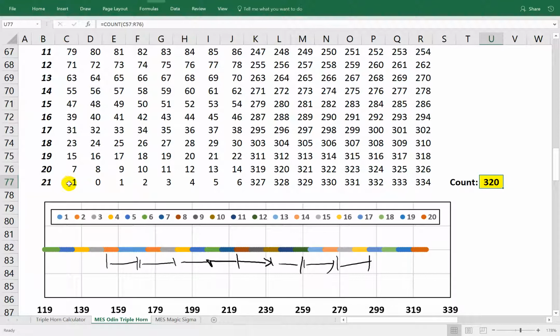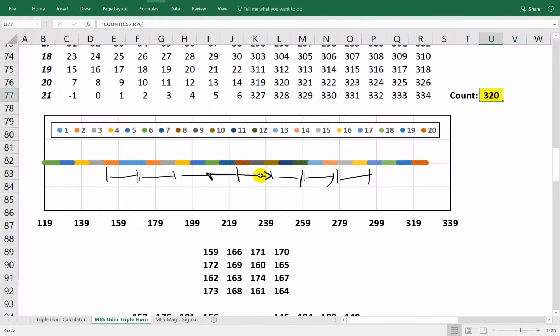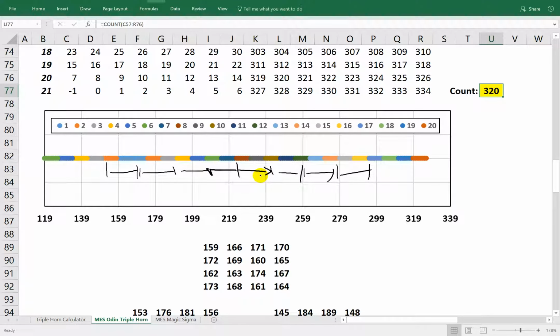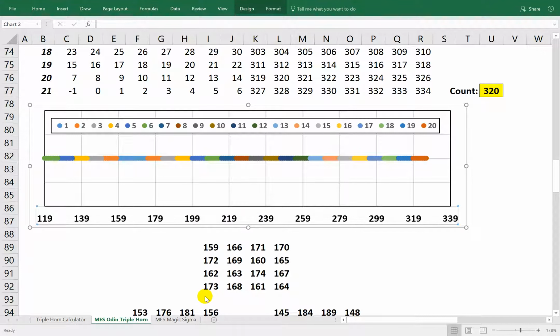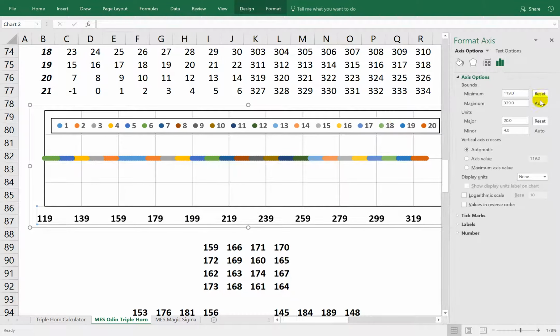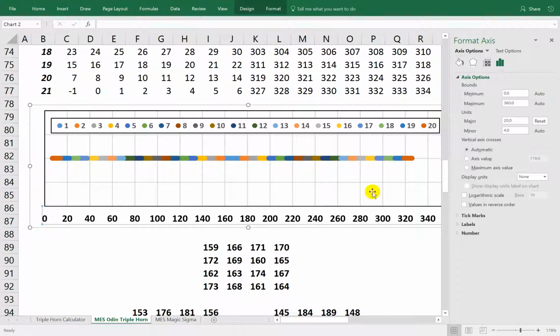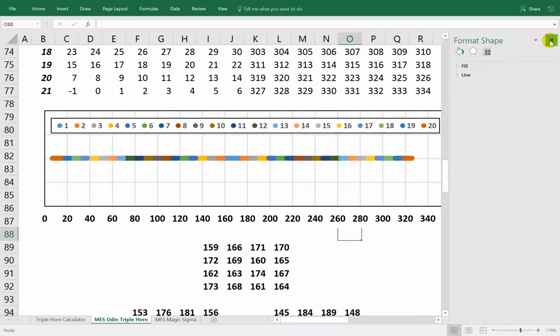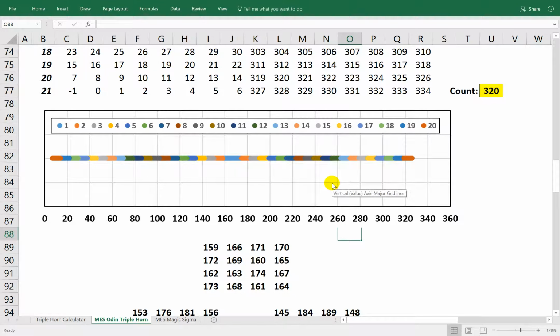But as you can see, if you go to negative that 21 square, you have -1, 0, 1, 2, 3, 4. So just so you can keep going on. And there is everything in perfect series. This is 119. I'm just going to go to format axis reset, so it goes to 0. Yeah. So as you can see, this is a perfect series from 7 all the way to 7326.